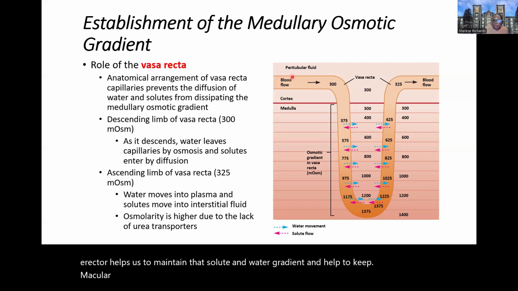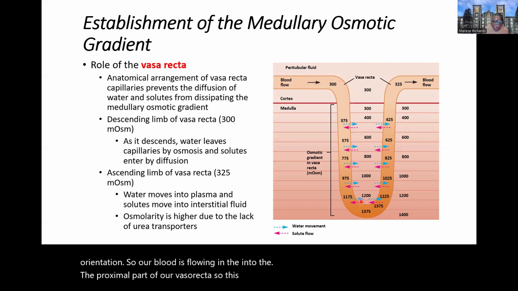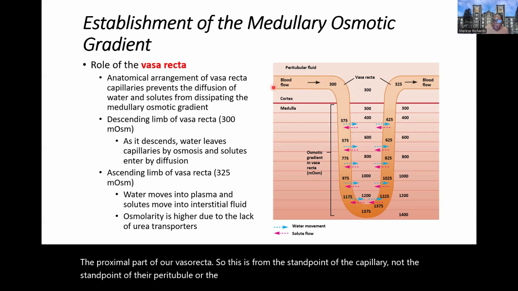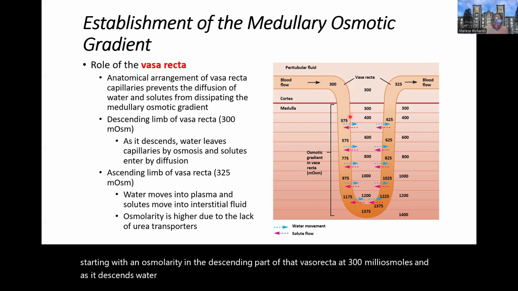So here's our blood flow. And so think about this in the opposite orientation. So our blood is flowing into the proximal part of our vasa recta. So this is from the standpoint of the capillary, not the standpoint of the peritubule or the tubules. This is blood flow coming in the capillary here, starting with an osmolarity in the descending part of that vasa recta at 300 milliosmoles. And as it descends, water is pretty much leaving the ascending limb of the loop of Henle and moving into the descending limb of the vasa recta.